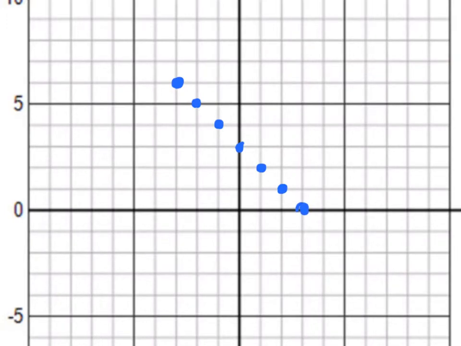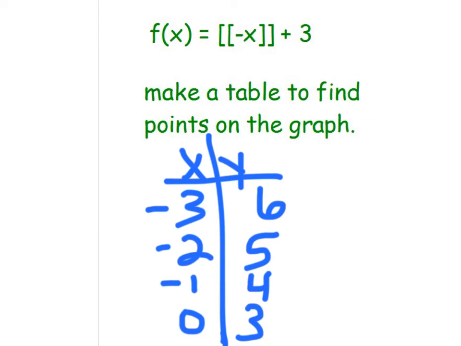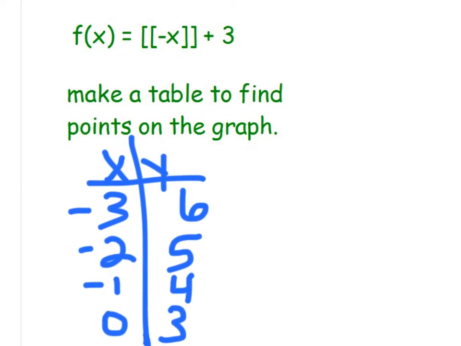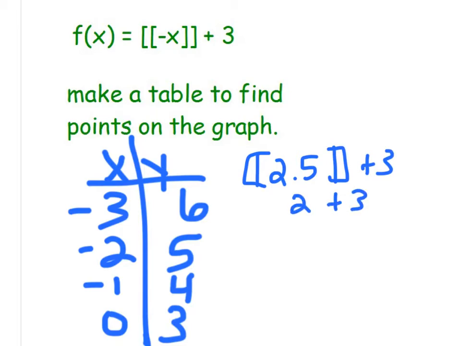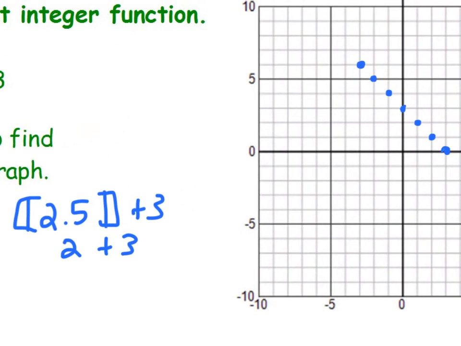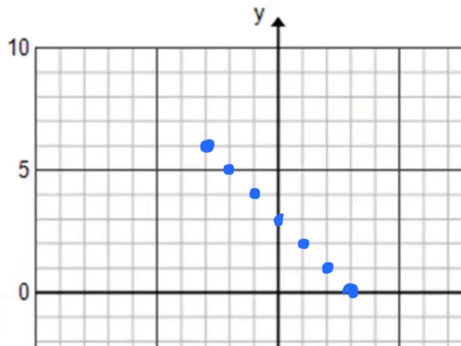Now we've got to figure out where the steps go in the graph. So I'm going to ask myself, if I plug in a number between negative 2 and negative 3, where's it going to go? So if I plug in, say, negative 2.5, then that would change to positive 2.5 inside of these bars, plus 3. Positive 2.5 would round down to 2, and 2 plus 3 is an output of 5. So between negative 3 and negative 2, my outputs are 5.